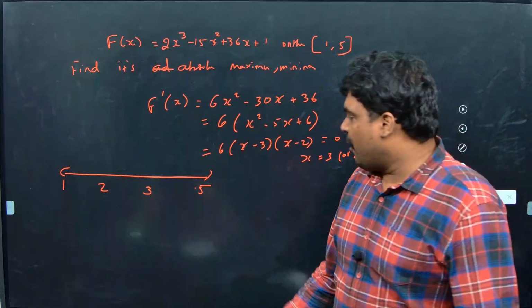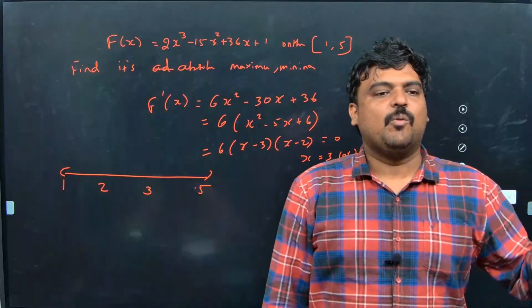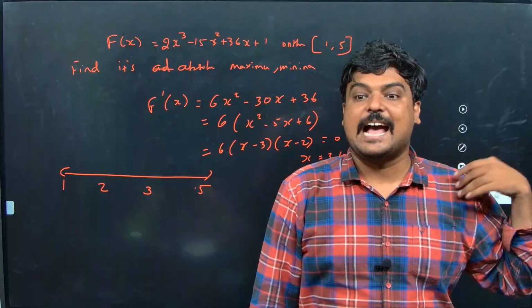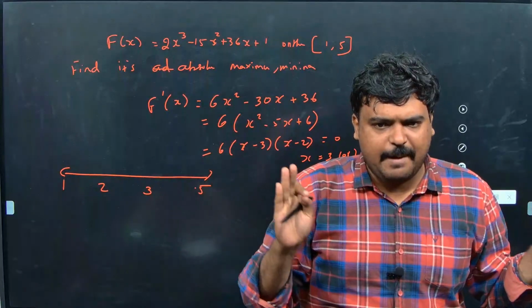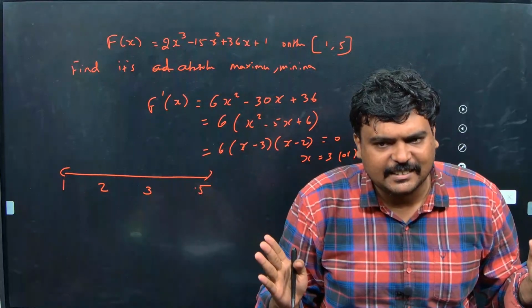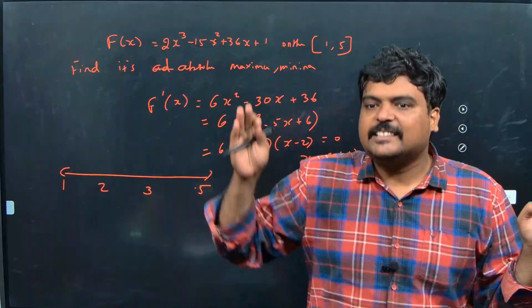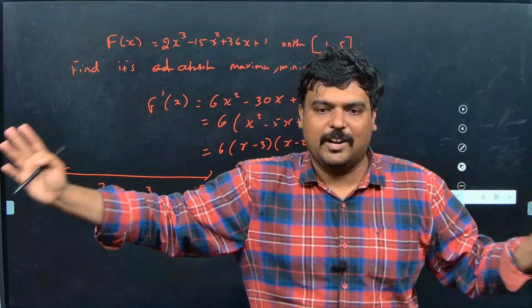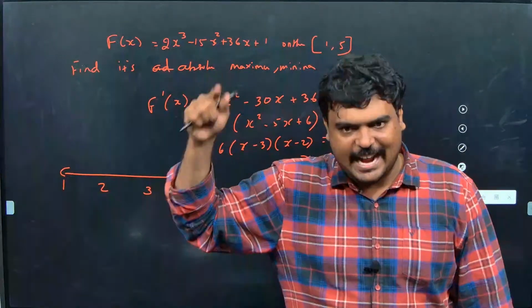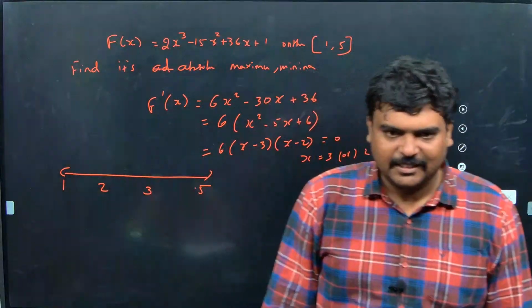Hey, these points are the critical points. A theorem says that only at the critical points we will have what? My maximum or minimum value. My maximum or minimum value lies where? At the critical points. How to find the critical points? Differentiate the function and equate to 0. F dash of x equal to 0. You will get the critical points. Understood?